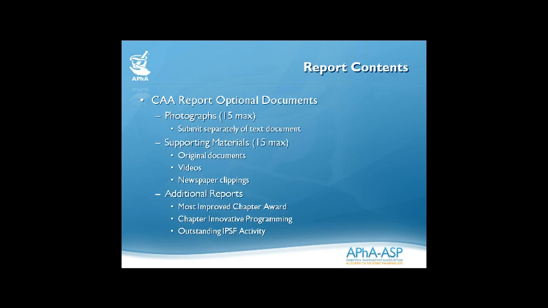So in addition to those required documents, and just to recap, that's the chronological list, the essay, the executive summary, statistical information form, your chapter bylaws if they've changed within the reporting cycle, and then the confirmation form from your advisor. You can also submit photographs and supporting materials. So for the chapter achievement report document, you can submit up to 15.